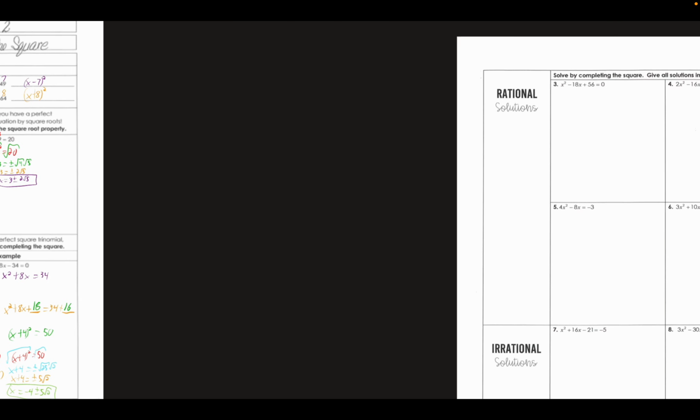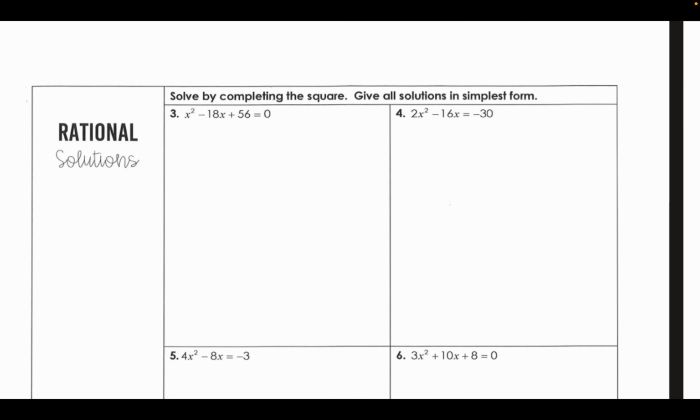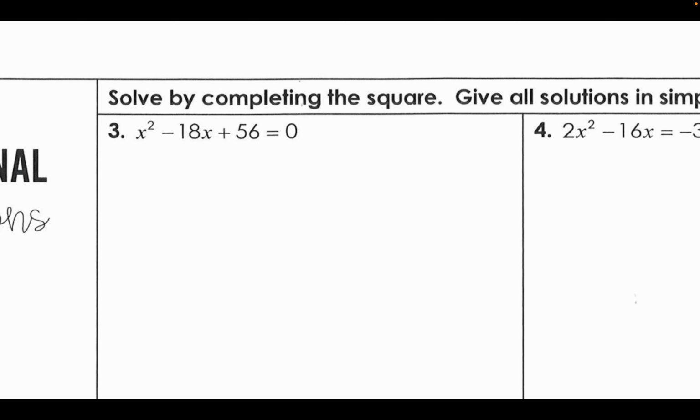So let's practice this on a few examples, and by a few I mean quite a few. Solve by completing the square and give all answers in simplest form, always giving answers in simplest form. So here we notice that this is a perfect square, but this is not, and so we could create a perfect square trinomial by completing the square, and we'll do this by subtracting 56 on both sides. So we get x squared minus 18x equals negative 56.